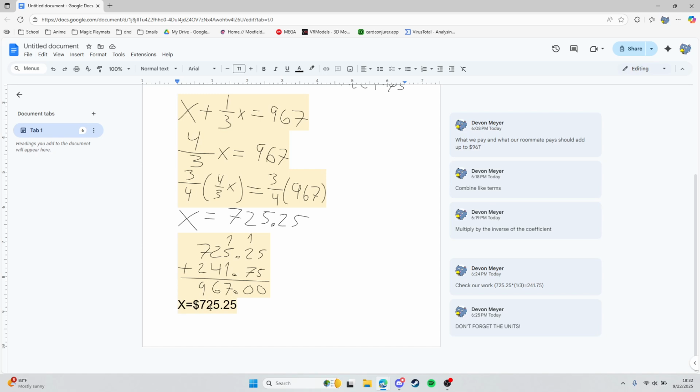Make sure to write down x equals $725.25. Never forget the unit. The unit is a very important part. Just know that the unit is very important, and if you forget it, it's points off.